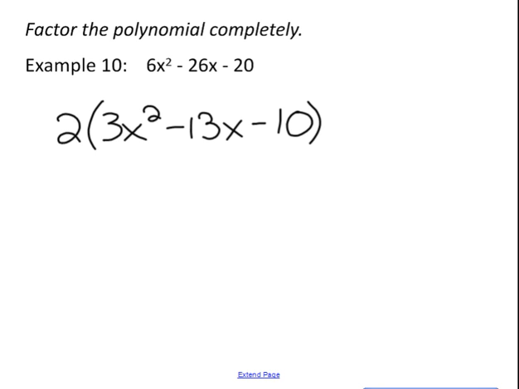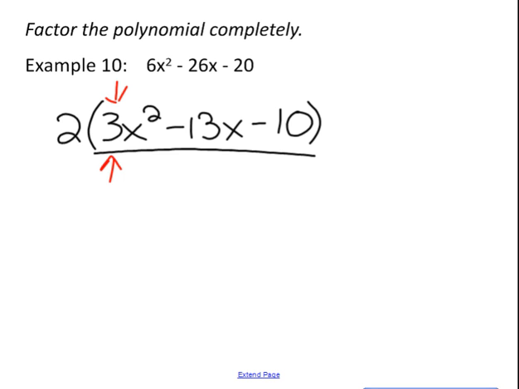Always when you factor out the GCF, check to see if you can factor what's inside. This is a trinomial, so we are going to try to factor it. We could use any method we want for factoring trinomials. We could use the box method. We could use the AC method. I recommend the AC method because that number right there, you have a 3, that's a coefficient. It does tend to make things more challenging or more work if you use the box method. So let's do the AC method.